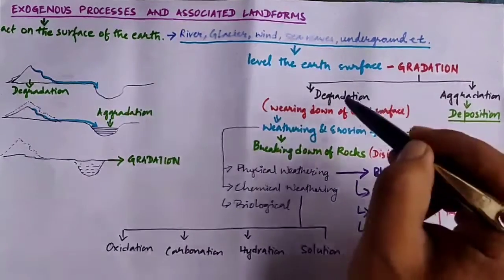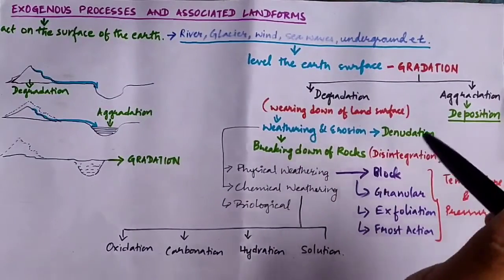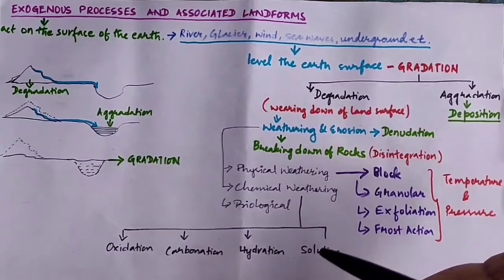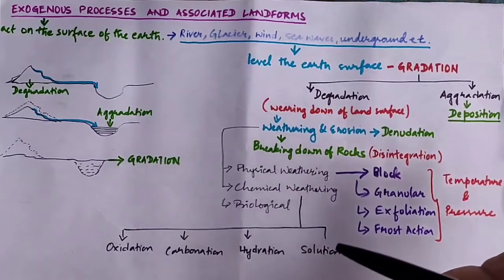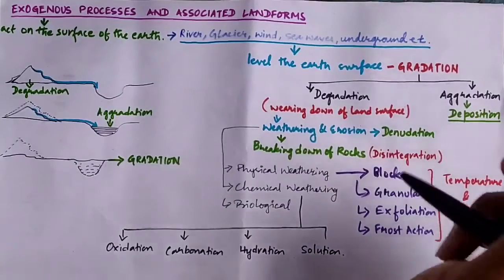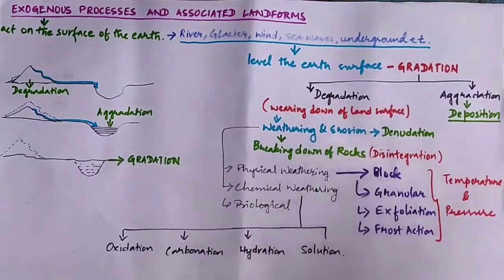Now degradation means wearing down of the land surface, means breaking down the highland area, or breaking down the rocks into smaller pieces, is known as degradation. And aggradation means increase of the low-lying areas by the process of deposition. Now let us understand that with the help of a simple diagram over here.